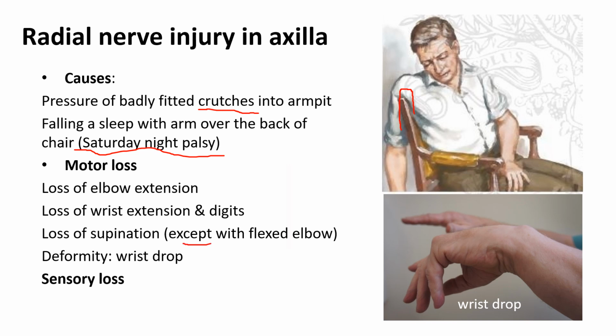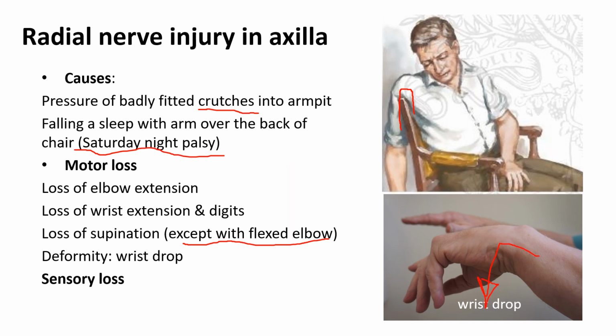However, we still have supination with flexed elbow, and I think you should know the reason behind this. The deformity in this condition is called wrist drop. When we ask the patient to raise his hand straight with palm downward, the affected wrist will drop.